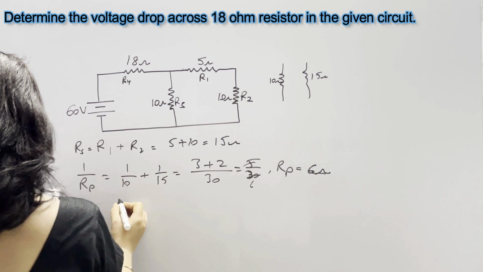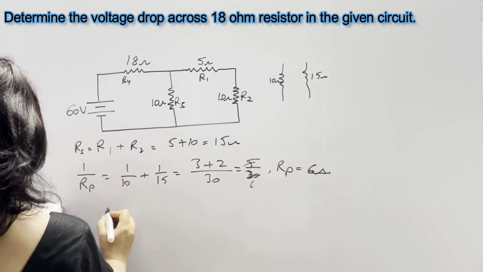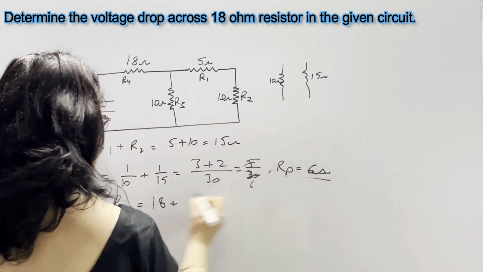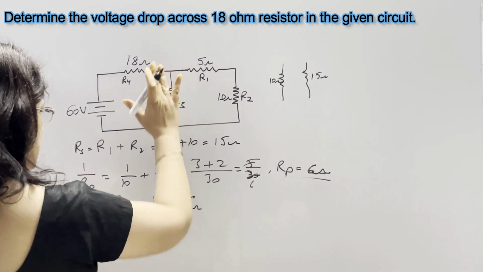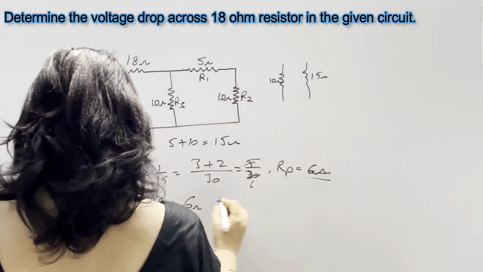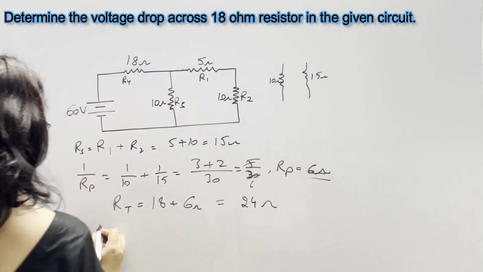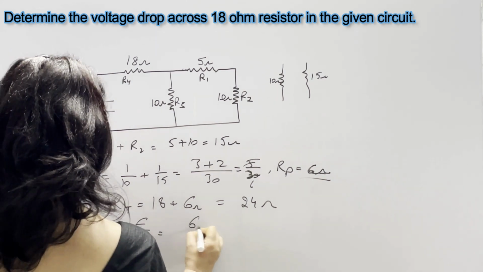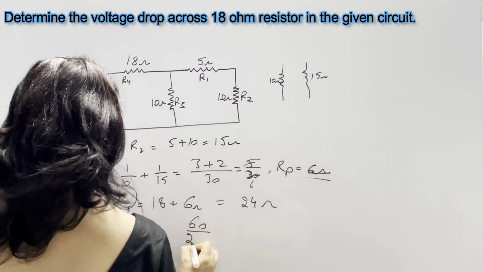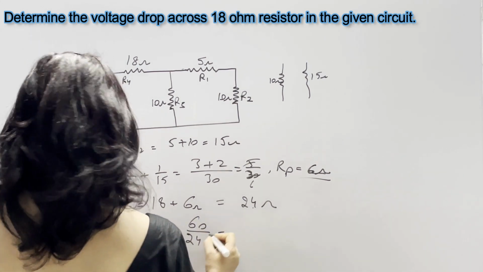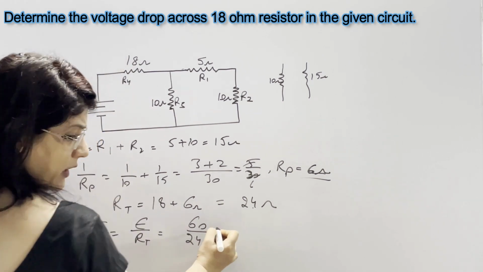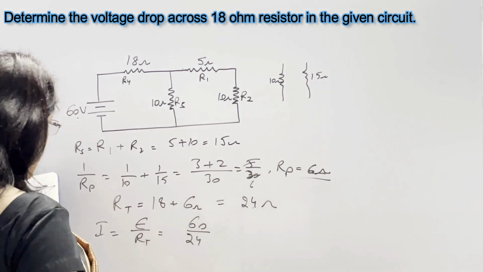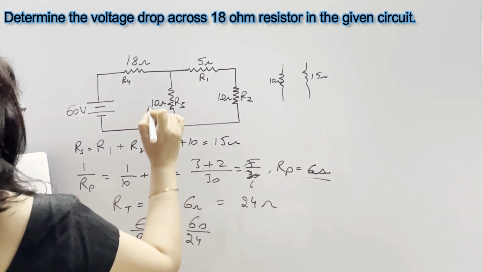So total resistance of the circuit here is R total, this 18 plus this 6, which is the final resistance of this circuit. Then 18 plus 6 is 24 ohm. Now current in the circuit is EMF divided by total resistance. So EMF is given as 60 and the resistance in the circuit is 24. So 60 upon 24. If you want, you need not calculate at this point in decimal. You can leave it as it is because the final answer they asked from us is only the voltage drop.